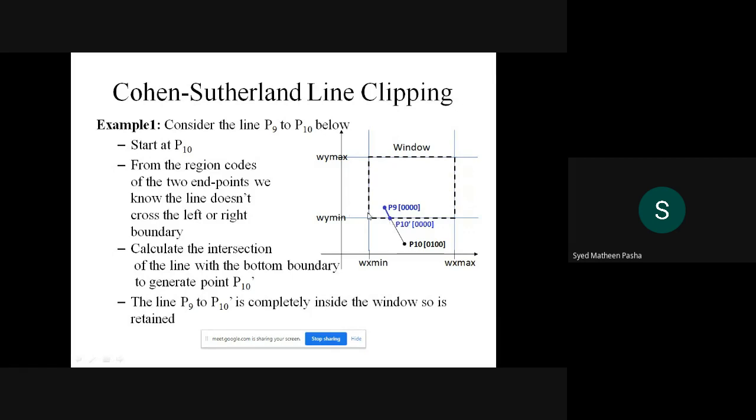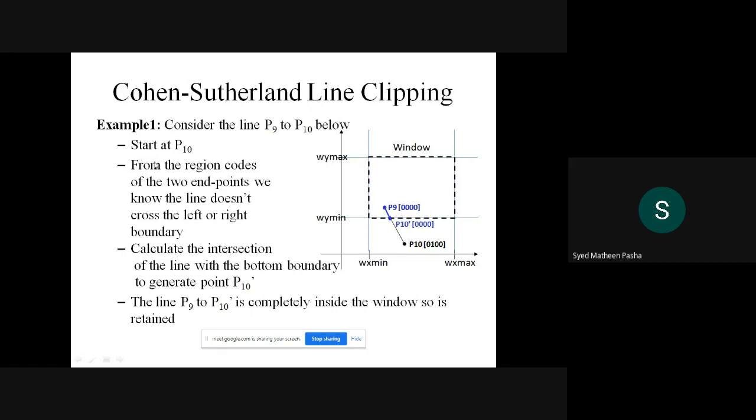If I start defining the window, I'll be knowing which points will lie inside the window as well as which lie outside the window. So this part basically lies inside the window. I can call it P9 as well as P10 dash. But I have another point here, which is P10. There are 2 points, P9 as well as P10. First, we'll check out P10, this point.